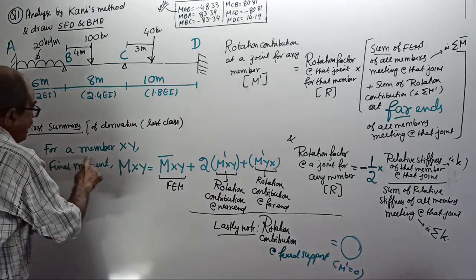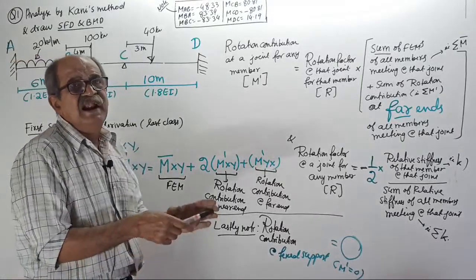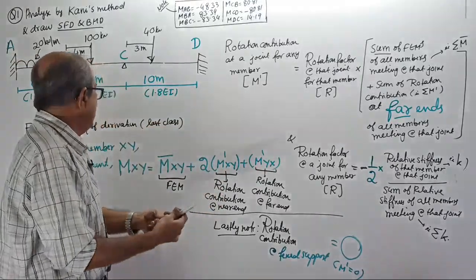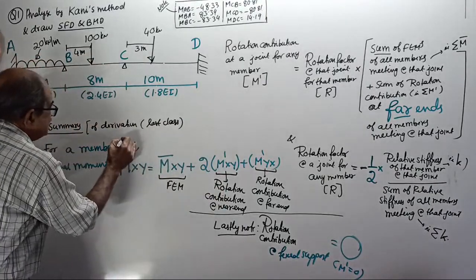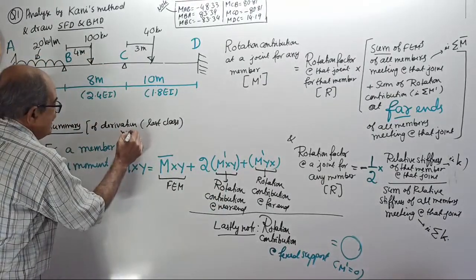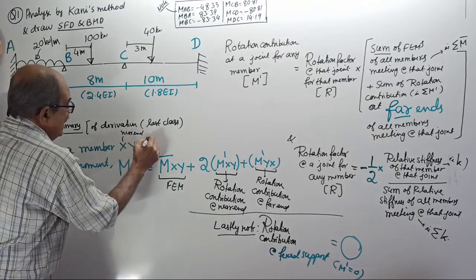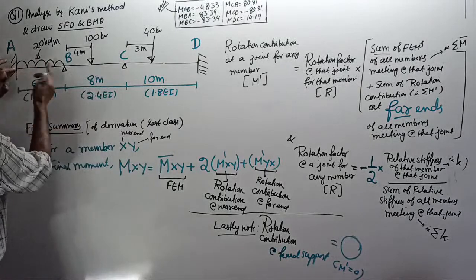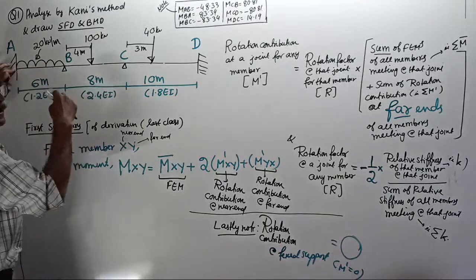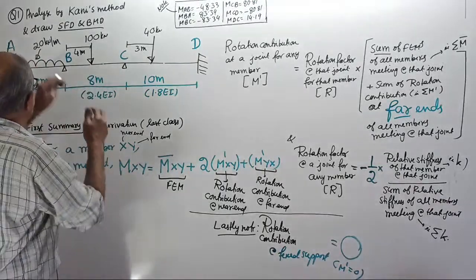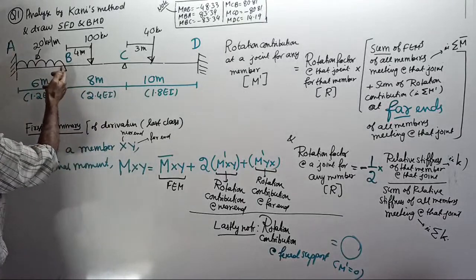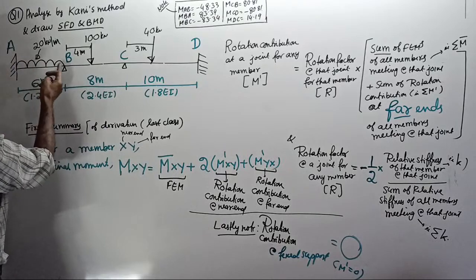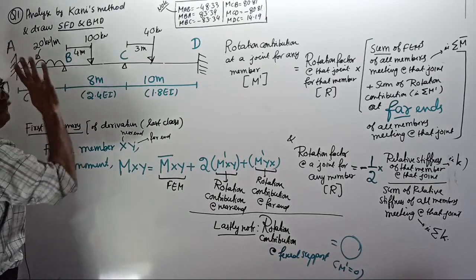First of all, remember, the result for a member XY. In general, you call a member XY. When you call a member XY, your X is called the near end. Y is called the far end. So if I call AB, A is the near end, B is the far end. Suppose I want BA, you have to write BA. When you call BA, B becomes the near end and A becomes the far end.